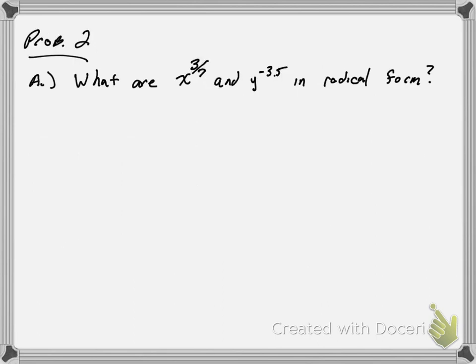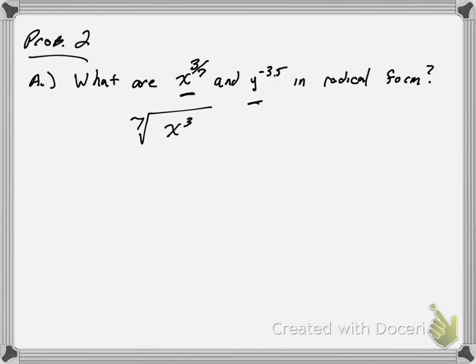What about if we're just going straight, putting them into radical form? Okay, well, the first one is x to the 3/7. Again, always the denominator is your root, and the numerator is your exponent. So x to the 3/7 power becomes the 7th root of x cubed.